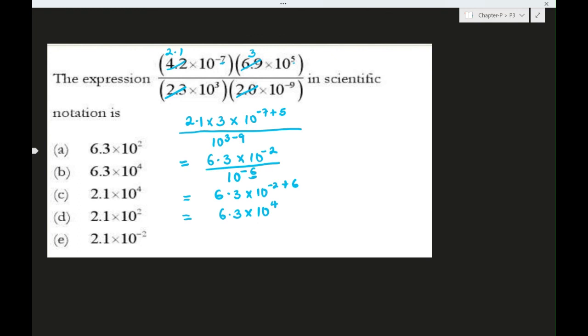Now, let's look at this carefully. We say 2.3 and this is 3. And this is 2.1. So 2.1 times this, we have minus 7 plus 5, and this is minus 2, correct? And this is 3 minus 9, minus 6. And this goes up to become a 4. And we're fine. So the answer to this problem is not A, but B.